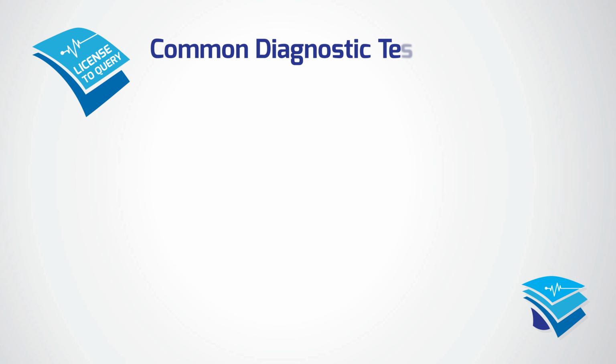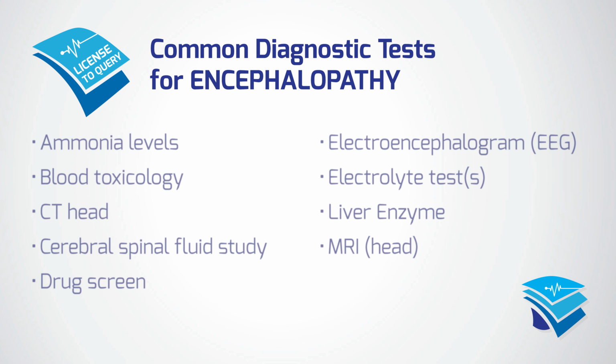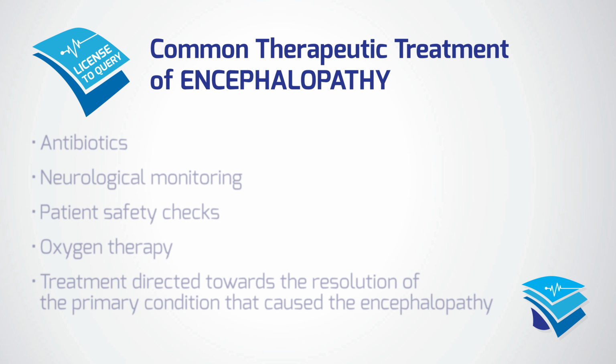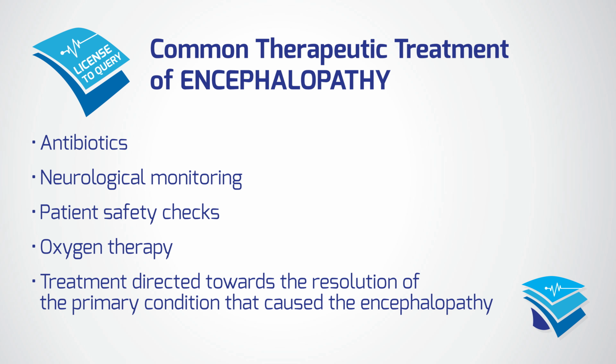Common diagnostic tests for encephalopathy include ammonia levels, blood toxicology, CT head, cerebral spinal fluid study, drug screen, electroencephalogram, electrolyte tests, liver enzymes, and MRI of the head. Common therapeutic treatments of encephalopathy include antibiotics, neurological monitoring, patient safety checks, oxygen therapy, and treatment directed towards the resolution of the primary condition that caused the encephalopathy.